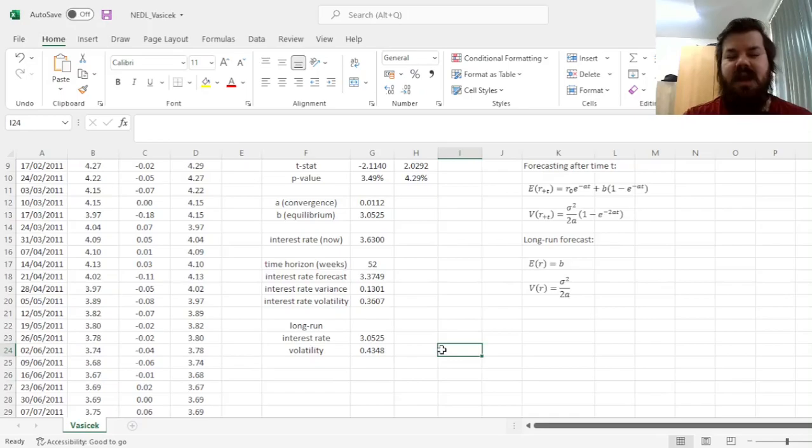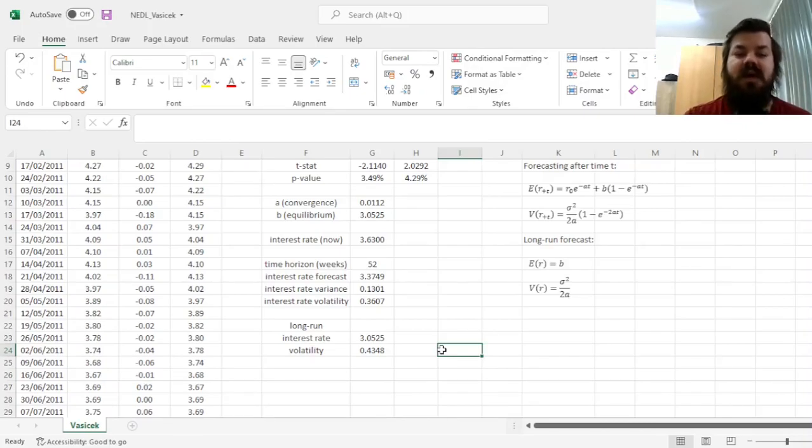And obviously, if you have got a fixed rate bond that has exposure to interest rates, you could use the Vasicek model output to quantify its risk in terms of volatility and in terms of its investable properties. And that's all there is for the implementation of the Vasicek model in Excel.